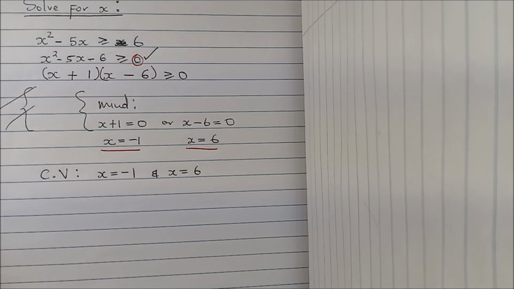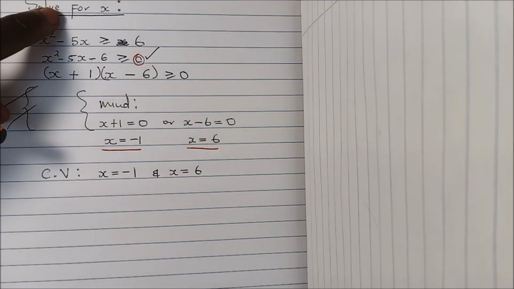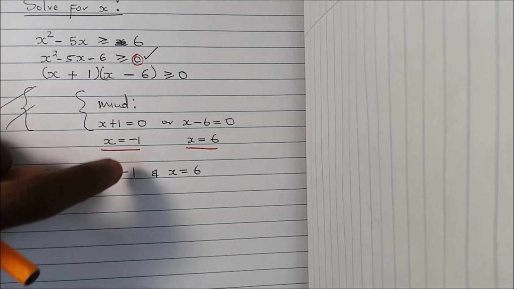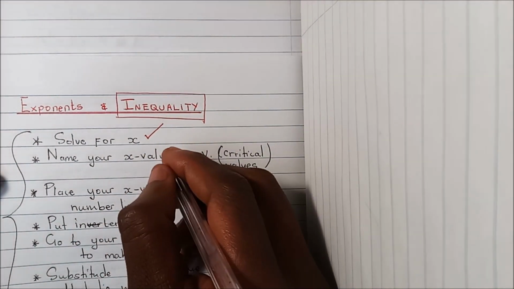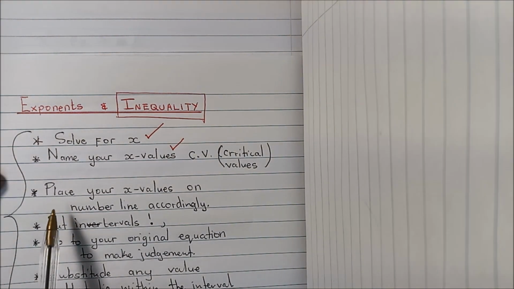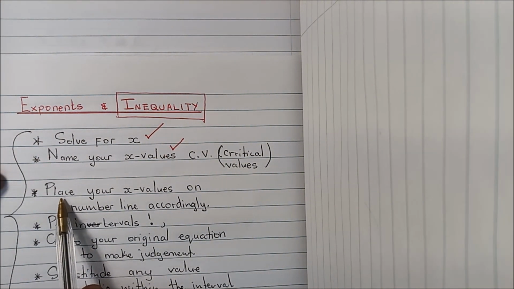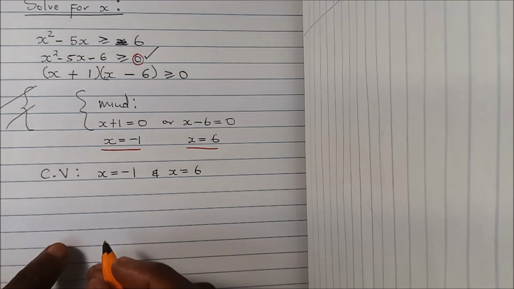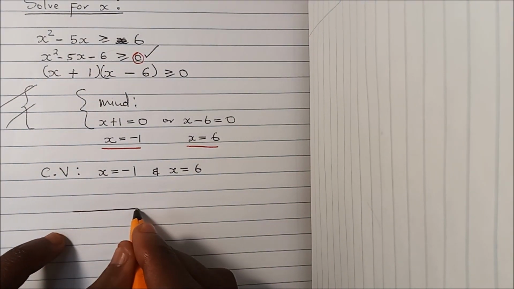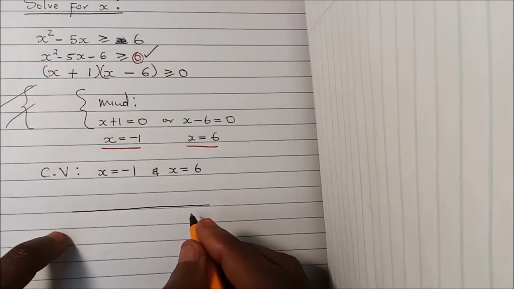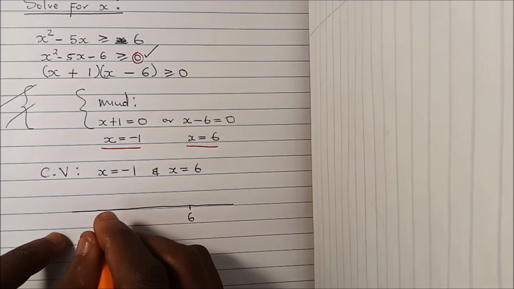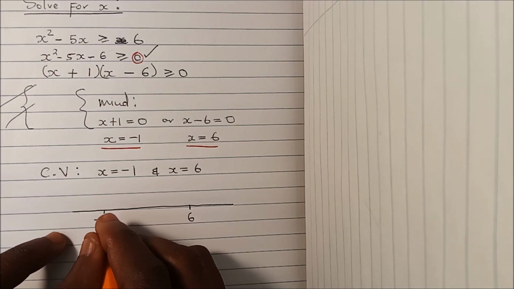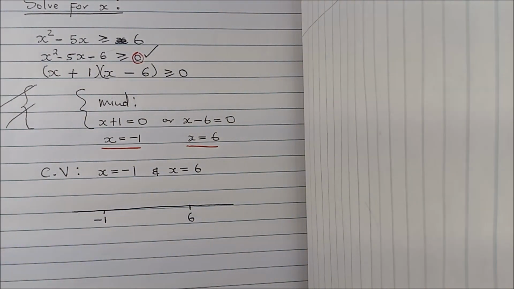So we're done with this second step. Remember, first one you solve and then you name your x values, the critical values. So this is our first step, our second step. So now the third step is place your x values on the number line accordingly. So we all know the number line. So let's say this is our number line. Obviously 6 will be on this side and then -1 will be on this side. No problem.